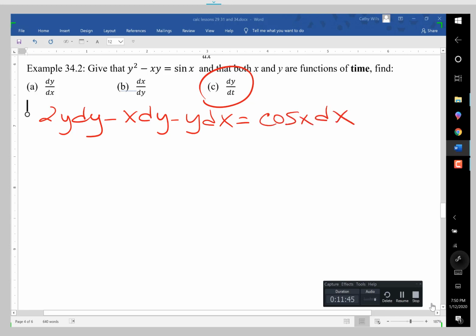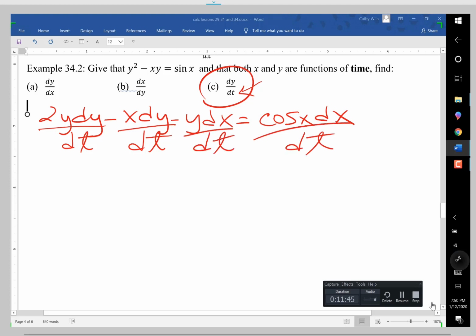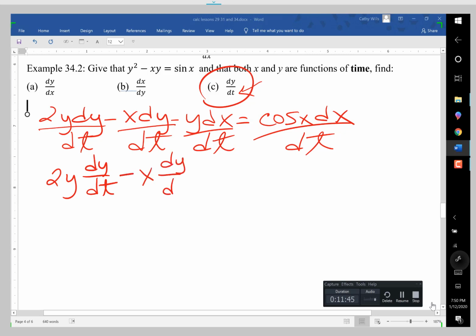So differentials of everything. Now, since we're looking for this with respect to t, we're going to divide everything by dt. So dt, dt, dt, dt. Okay, so we're looking for dy/dt. So we're going to put all the things that have a dy/dt on one side. So that would be these first two terms. So 2y dy/dt minus x dy/dt. Leave that on the left side and then move everything else to the right side.